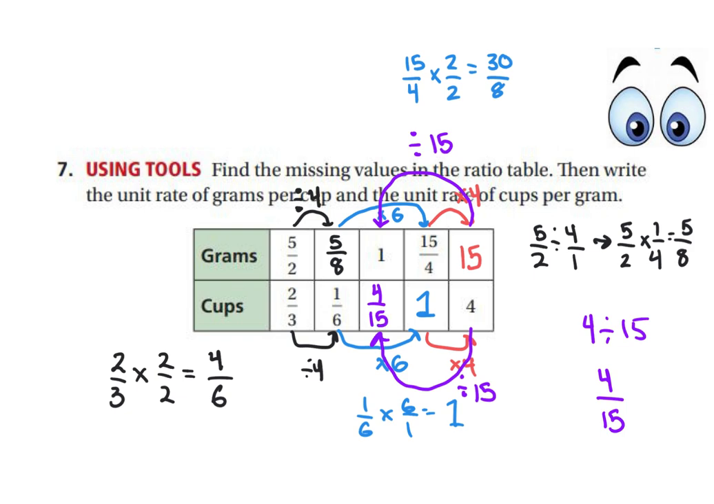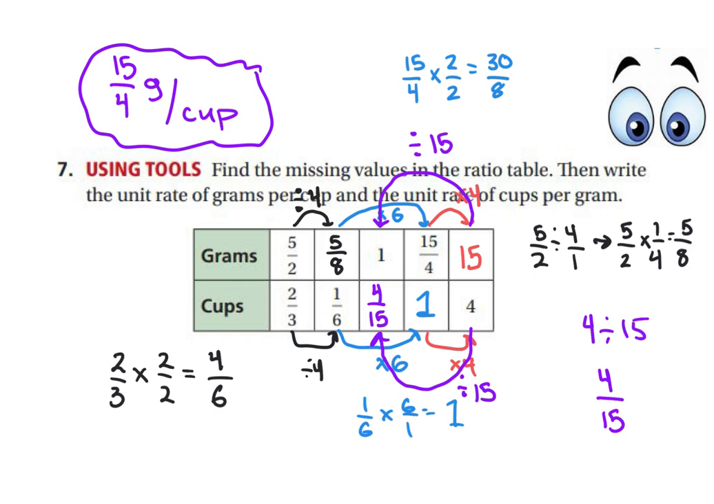So it says write the unit rate of grams per cup. So that would be 15/4 grams per cup. Or you could say per 1 cup. And then 4/15 of a cup per 1 gram.